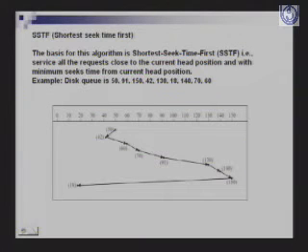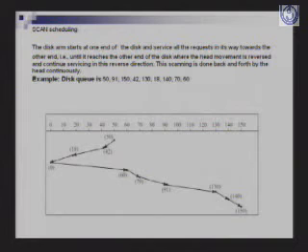But there is another thing called the scan scheduling policy. In the scan scheduling policy, the disk arm starts at one end of the disk and serves all the requests in its way towards the other end, until it reaches the other end of the disk, where the head movement is reversed and it continues servicing in the reverse direction.